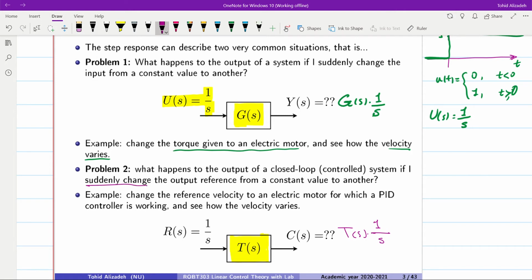As an example, we can assume that we change the reference velocity to an electric motor, where we have a PID controller working in the closed loop form, and then we see how the velocity of the electric motor changes. So basically this will give us an idea of how the system behaves, and then we will have some idea with which we can design the controller. We will be able to design the controller referring to the step response of the system. We will analyze the behavior of the system based on this step response.